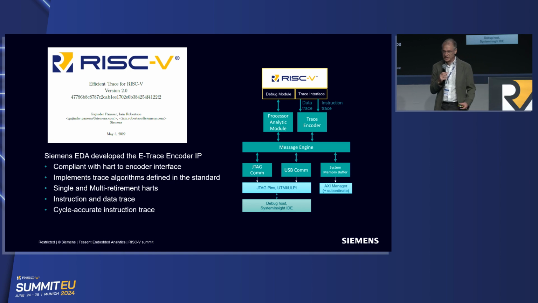The trace encoder we have supports the Efficient Trace for RISC-V standard, which was originally developed by UltraSoC Technologies, which Siemens acquired, and then donated to RISC-V International. It is fully compliant with both the instruction and data trace capabilities of that standard. It also offers a cycle-accurate extension, which is above and beyond that.